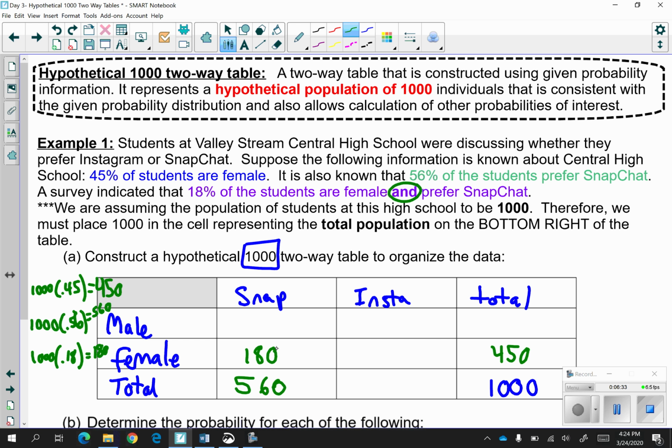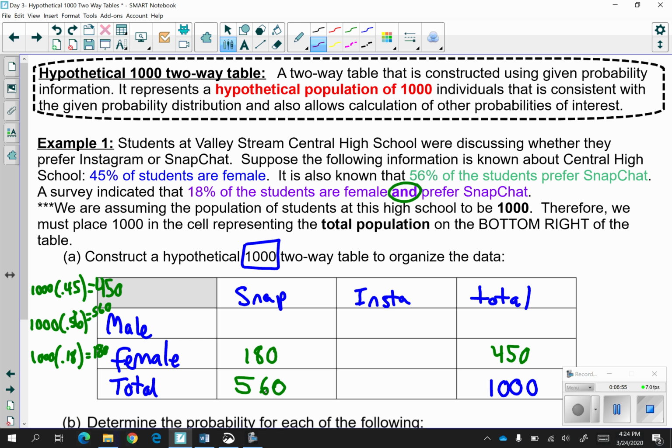By the way, you don't actually have to show this side work here. If you know what 56% of 1,000 is, you can just feel free to write it in. I mean, the math is pretty simple when we're talking about 1,000, so that's nice. Anyway, you're going to fill out the rest of the table based on what we have so far.